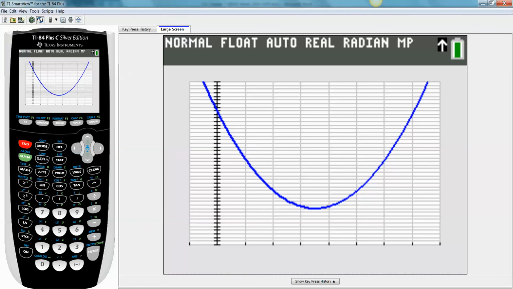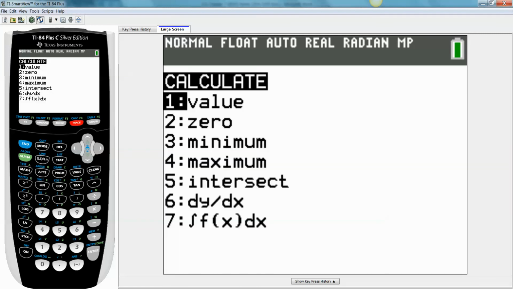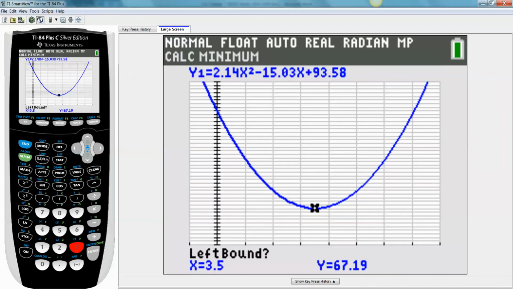So I'm going to go to second calc. I'm going to pick number 3 because it's a minimum that I'm trying to find on this one. Now I need to move the blinky cursor. I want to move it to the left, somewhere to the left of that lowest point, and press enter. Now it wants the right bound, so I'm going to move it somewhere over to the right, to the right of that lowest point, enter. Guess, I'm just going to press enter. It's fine.